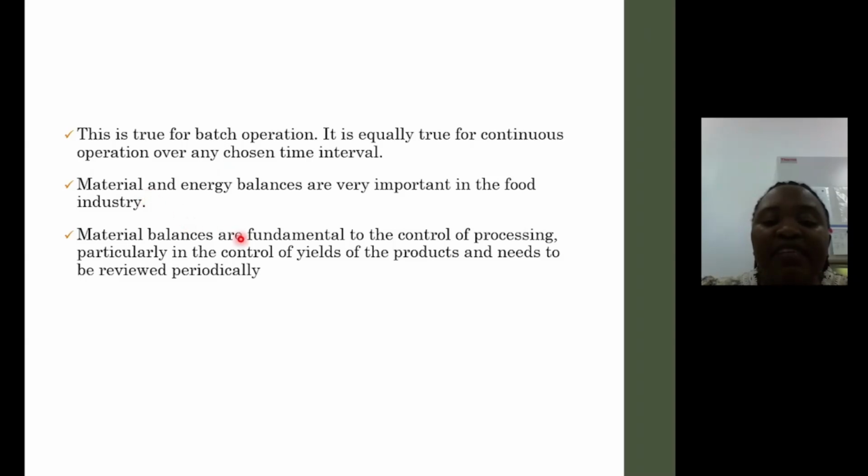Material balances are fundamental to the control of processing, particularly in the control of yields of product, and need to be reviewed periodically. So we have materials being put into a process, and then how much material comes out at the end. What's the balance of material? What's the balance of energy? In short, how are we able to conserve the mass? Because whatever input you have within a process, you also need to compare with whatever the output is for both materials and energy.